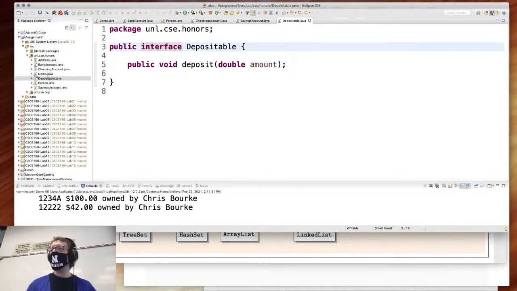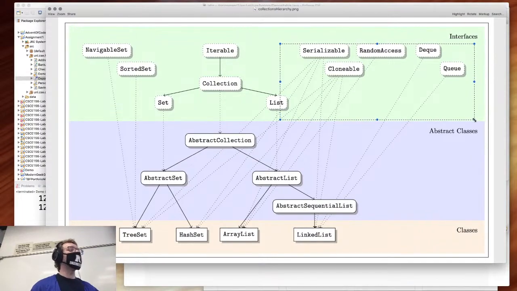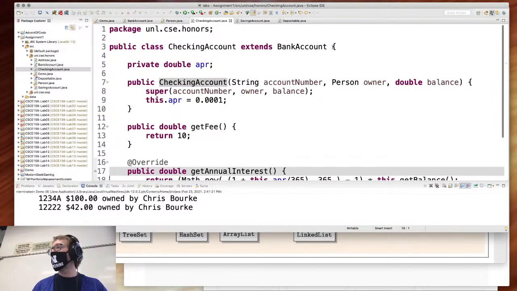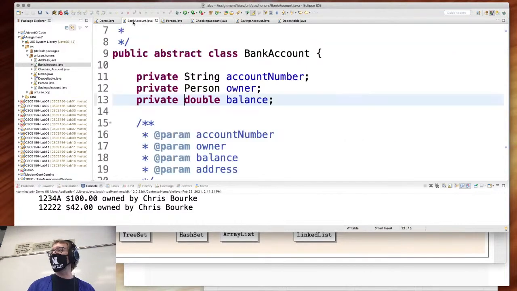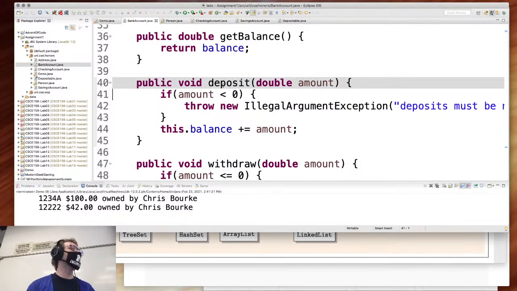Do I have to implement the deposit method in every subclass? That's the great thing about this. You have no subclasses. You are not locked into a hierarchy with interfaces, and so you can add it however you want. For example, I could go over here to just the checking account, and it extends bank account. That locks me into the hierarchy. I implement, or implements, Depositable, and that's going to work right off the bat. Why? Because it's inheriting that deposit method from the superclass.